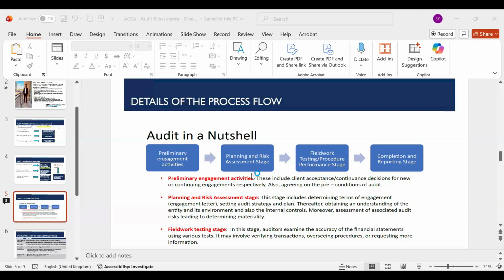you go on to setting the audit strategy and audit plan. Now, audit strategy revolves around the timing and the extent of your audit procedures. Basically, it's like a basic plan, right? It's like a basic plan of the resource deployment.